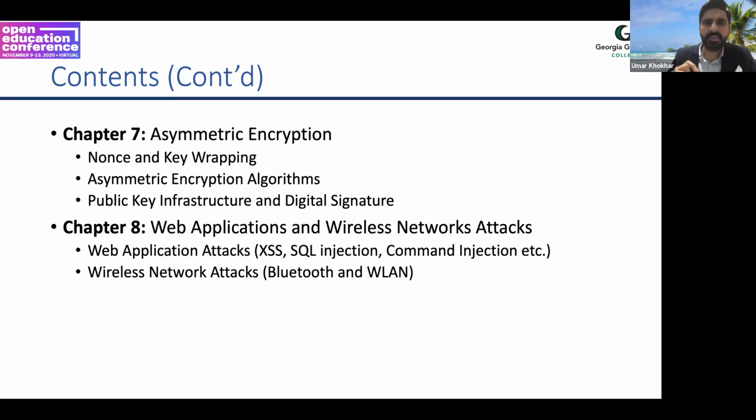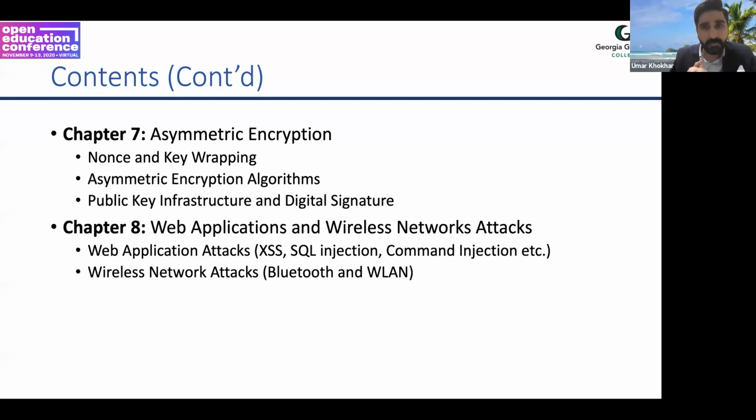The last chapter is chapter number 8, where firstly, the discussion about web applications: what is a web application, and then common vulnerabilities of web applications, how web applications can be hacked, how people can actually hack web applications, in fact. So that's what the web application part is going to be.